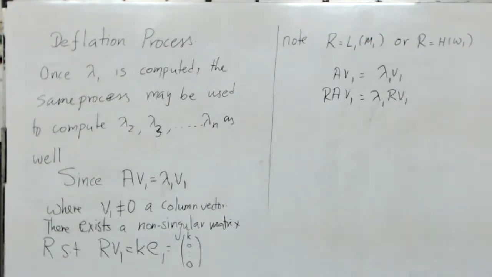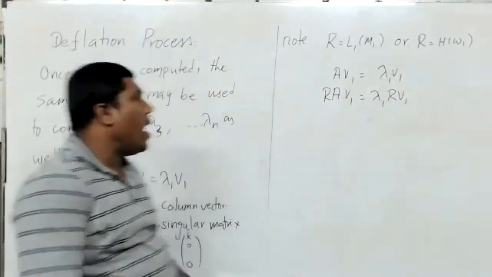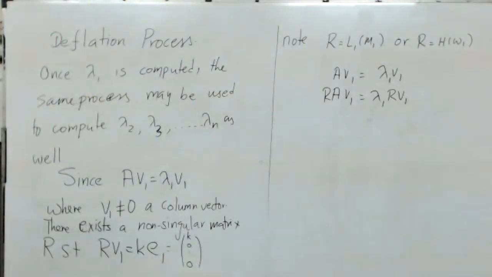Right, so what you do is you multiply by r. So you get r times A v1 is r times lambda v1. Lambda is a number, so you can put it in front.